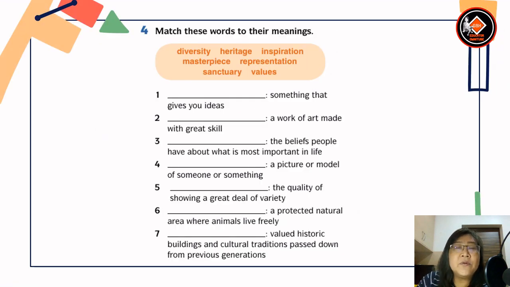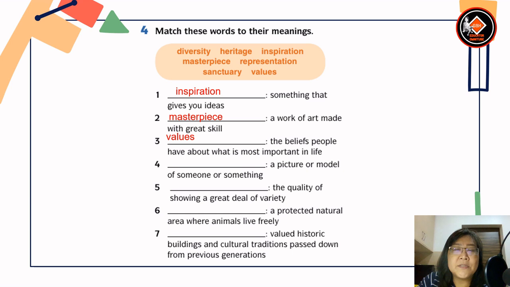Now, exercise 4. Match these words to their meanings. So you have the words diversity, heritage, inspiration, masterpiece, representation, sanctuary, and values. Number 1, something that gives you ideas. Answer is inspiration. A work of art made with great skill. So answer is masterpiece.